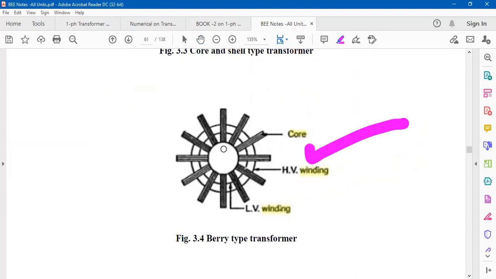You can see its core is like a wheel of a bicycle. This one circle, and this portion coming out like spokes of a wheel of a bicycle. This one is also a magnetic core. And whatever the circular lines you can see, these are the LV and HV winding. Near to core is always LV winding. Okay.